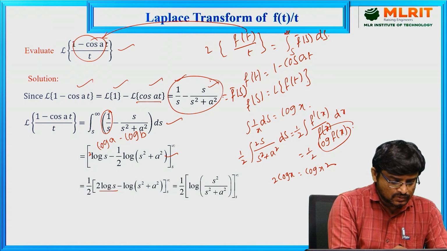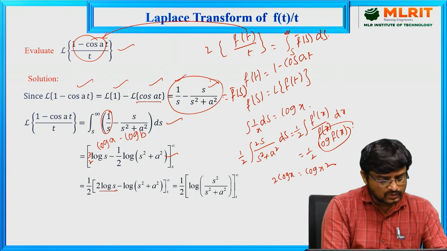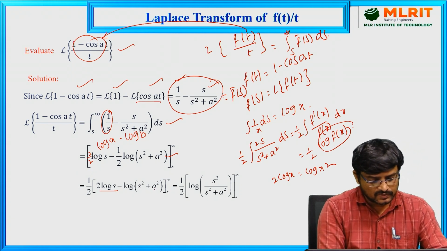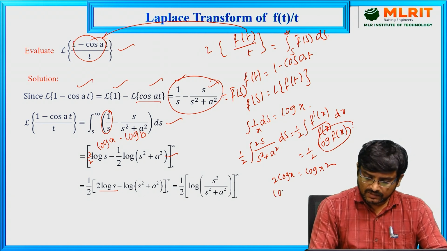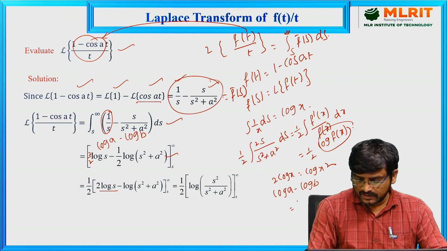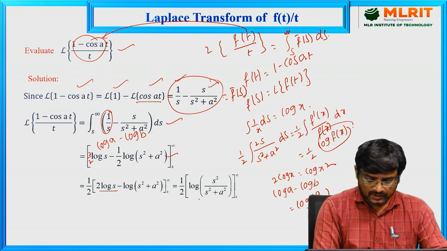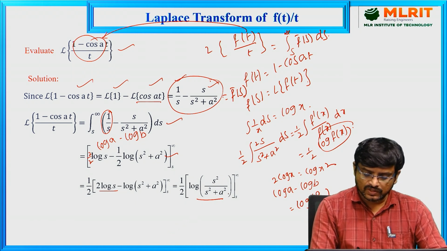So one denominator 2 taken outside, and the numerator 2 can be written as 2 into log s minus log of s square plus a square. So this is of the form log a minus log b, which can be written as log a by b. Now integrate this, you will get 1 by 2 into log of s square by s square plus a square.